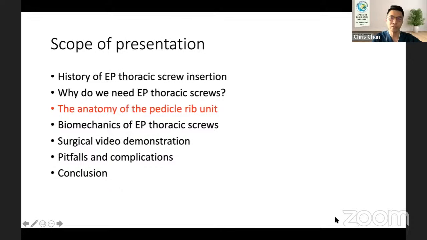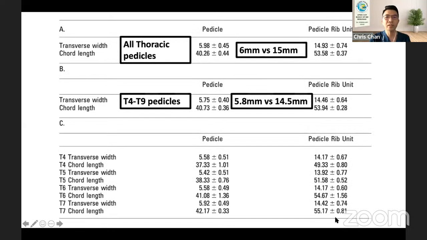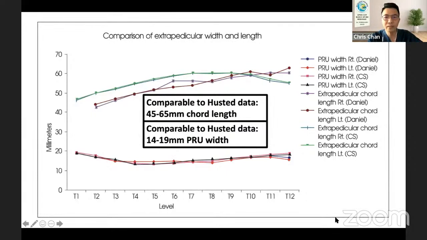In this study, which was carried out by Hasted in 2004, this is a computed tomography study involving 98 patients. They found that the pedicle rib unit is significantly larger in width compared to the thoracic pedicle at every level of the thoracic spine. Similarly, in this study, which was published in the Korean population in 2009, this is a cadaveric study, and they found that their results were comparable to Hasted data in the sense that the average pedicle rib unit width is between 14 to 19 millimeters with a chord length of 45 to 65 millimeters.